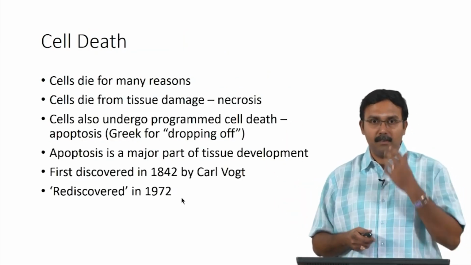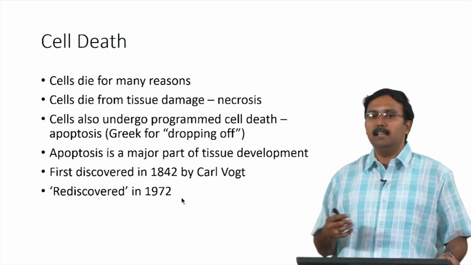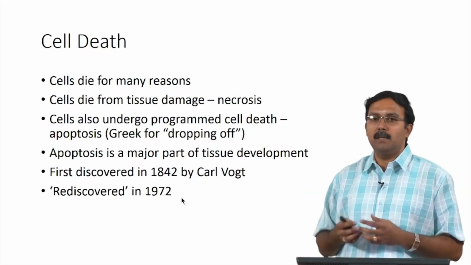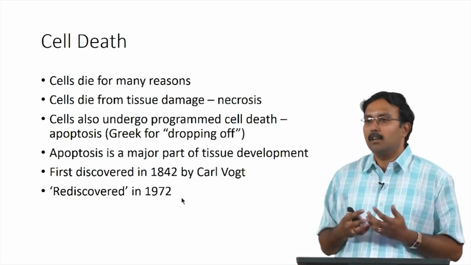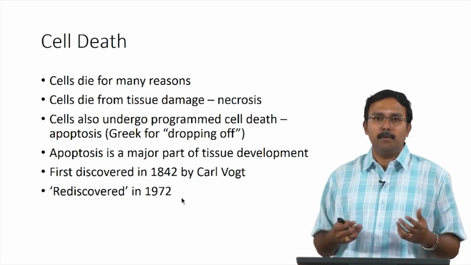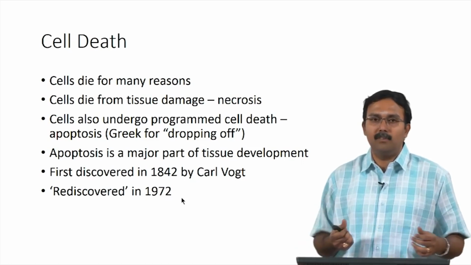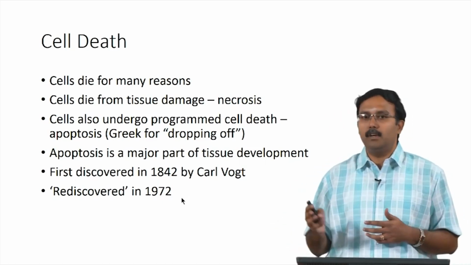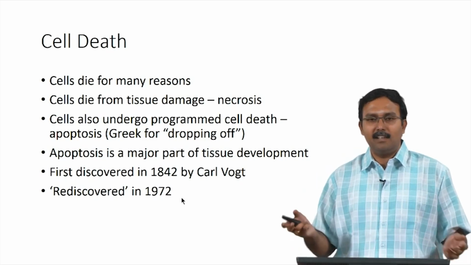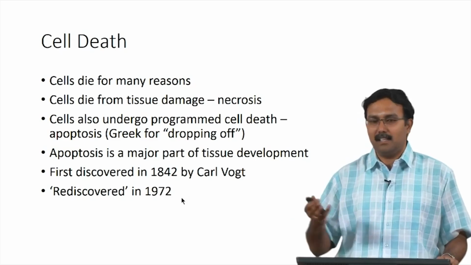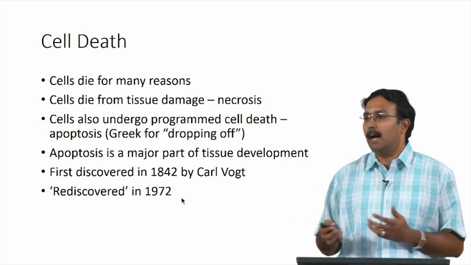So, you can also have cell death. Cells can die for different reasons. Cells die from tissue damage, which is necrosis. Cells also undergo programmed cell death, which is called apoptosis. Apoptosis is actually a major part of tissue development. Apoptosis itself was first discovered in 1842, but it was rediscovered in 1972. People did not really bother to follow it up after that, and then they realized it was a crucial part of tissue development.